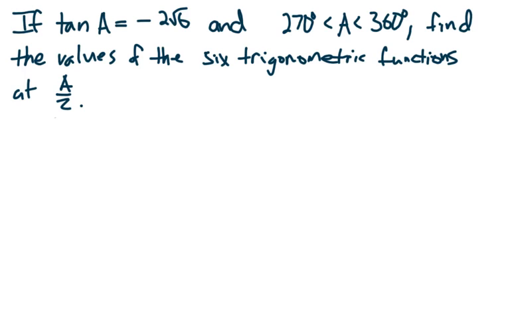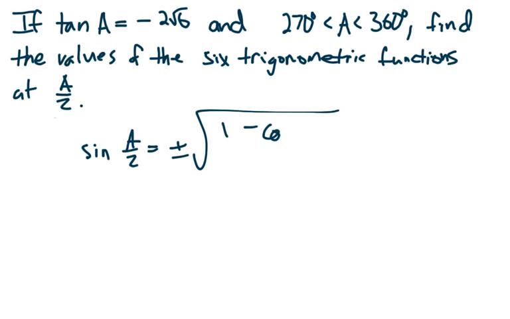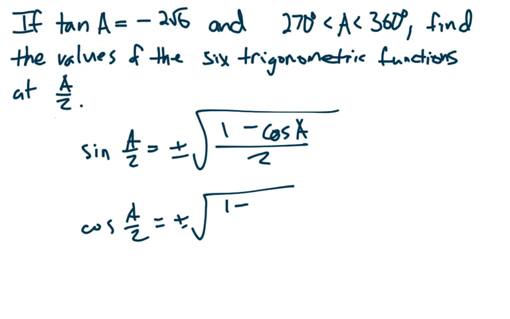So for our next example, we want to find the 6 trig functions at A over 2 if we're told that tangent of A is negative 2 radical 6, and that A is in the 4th quadrant. So you know that in order to find something like sine of A over 2, we need the half-angle formula, right? So plus or minus the square root of 1 minus cosine of regular A over 2. I need cosine of A. To do cosine of A over 2, the formula was very similar. The difference was that this is a plus cosine A in here. For either of these, I need cosine of A.